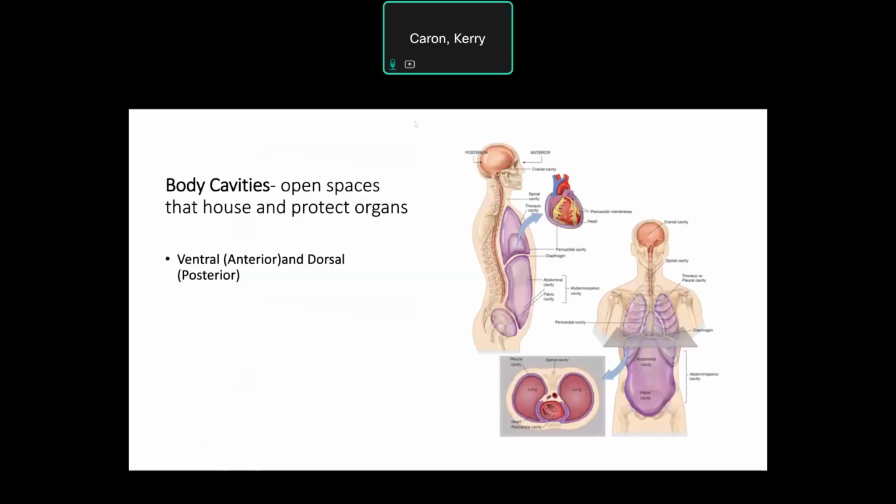Okay, body cavities. So now that you know some directional terms, this should help. And basically, the cavities are talking about open spaces that house and protect organs. So you've got the ventral cavities in the front. You've got the thoracic and the abdominopelvic. And then in the back or the posterior, you have the brain and spinal cord here.